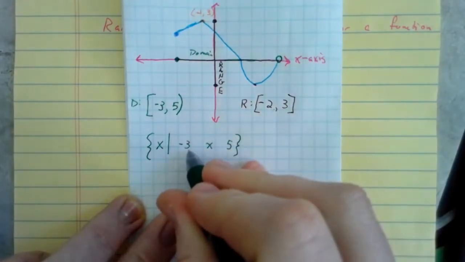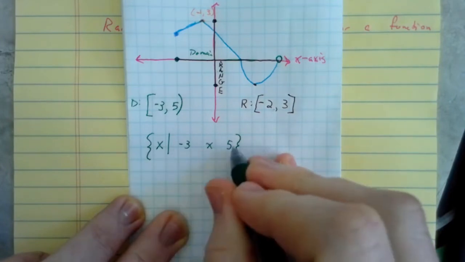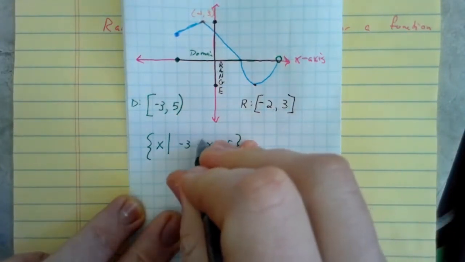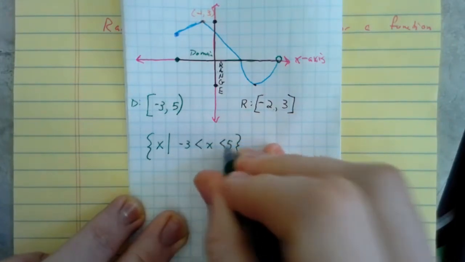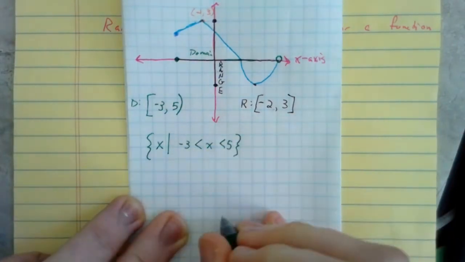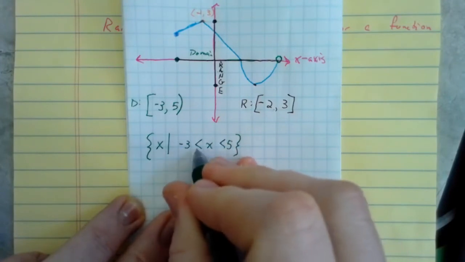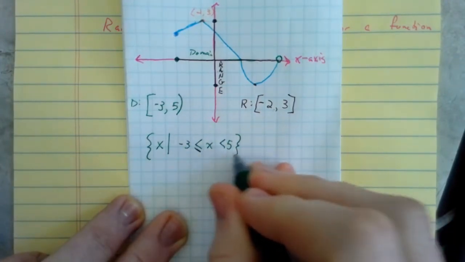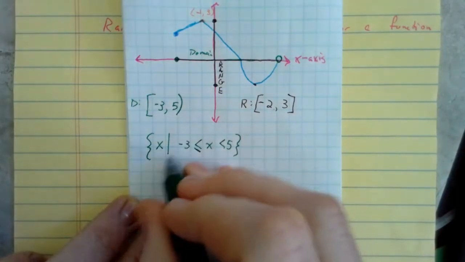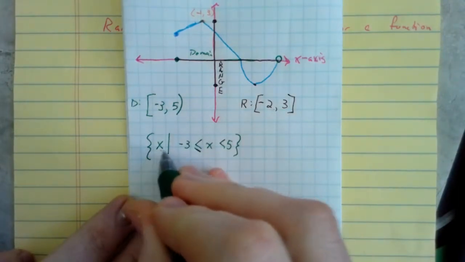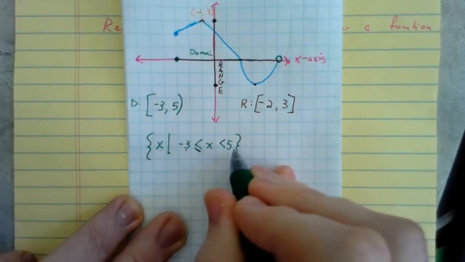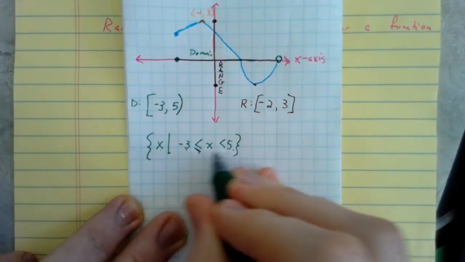Now here, I list -3 on the left and 5 on the right because -3 is the minimum, 5 is the maximum. So I'm going to go ahead and put my inequalities here. Well, I know that X will be between -3 and 5. Now, because it includes -3, I'm going to put or equal to here, but it does not include 5, so that one does not get an or equal to. So I read this as the set of X such that X is between -3 and 5, including -3, but not 5.